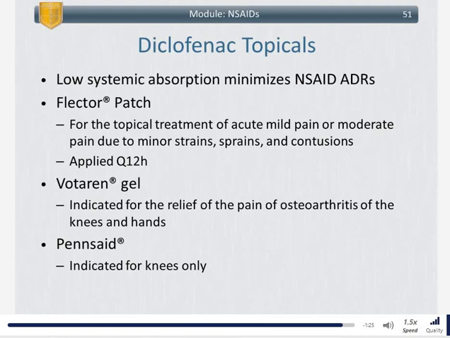What about topicals? So diclofenac is really the primary available topical. It's available in a patch, which is trademarked as Flector patch, in gel, trademarked as Voltaren, and as a liquid drop, trademarked as Pennsaid. So topicals have less systemic absorption, and therefore can avoid some of the adverse drug reactions of oral anti-inflammatories.